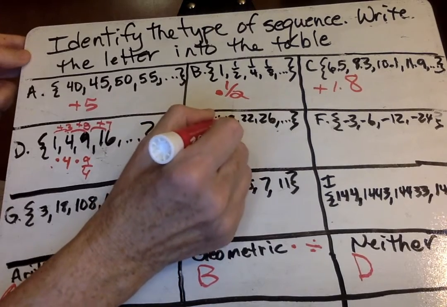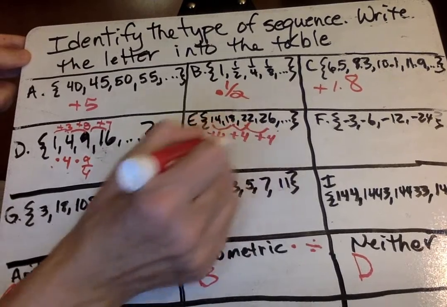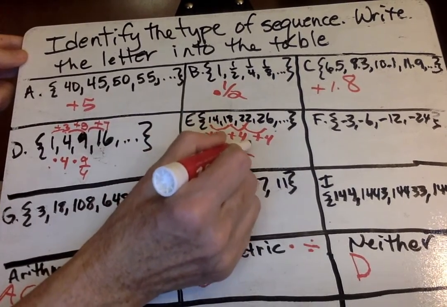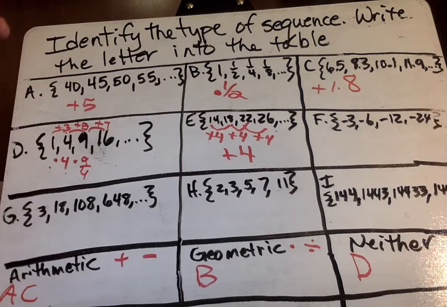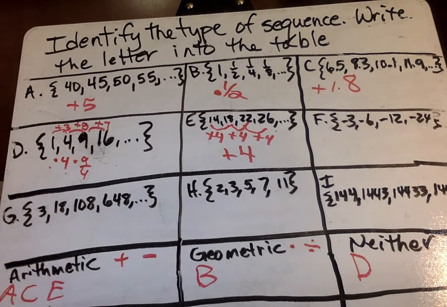Add 4. What is happening here? Add 4. So we see for E, we're going to be adding 4 each time. So if we add 4, we put it there. Okay.